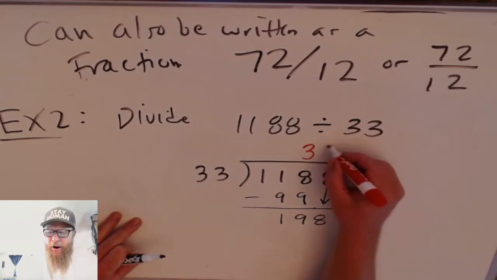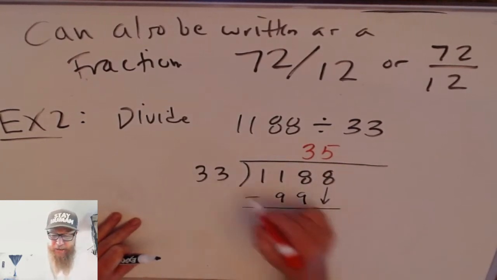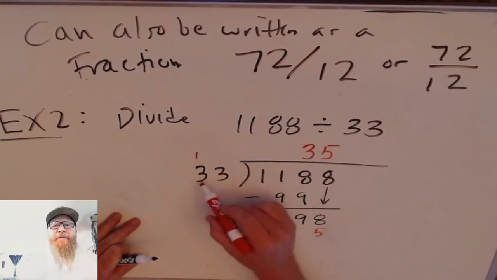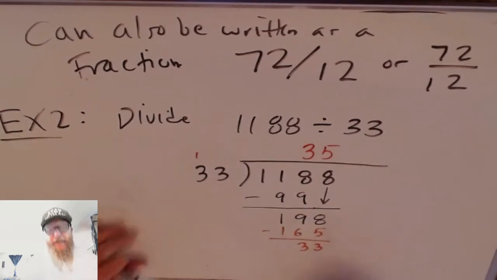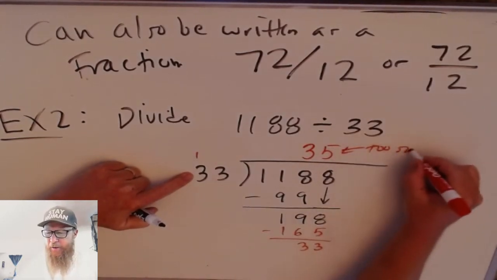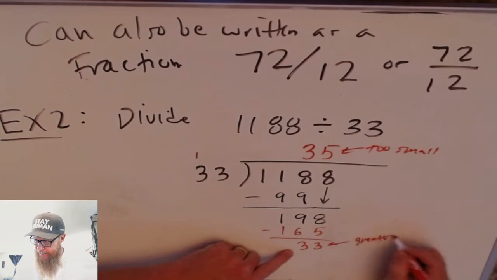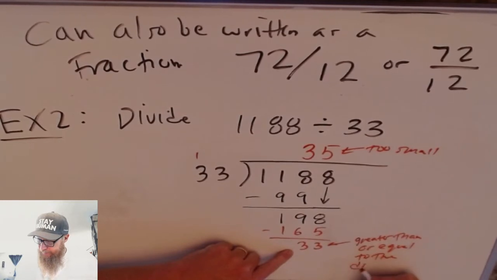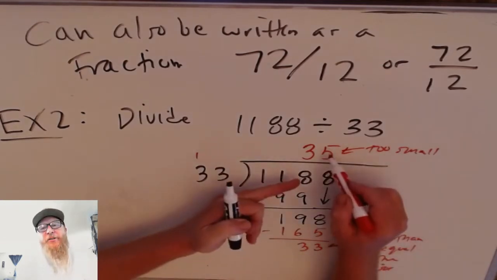Want to see what happens if you make a wrong guess? Suppose I guess 5. 5 times 3 is 15. Carry the 1. 5 times 3 is another 15, plus 1 is 16. Subtract. The remainder is 33. That means this guess was too small, because this number is greater than or equal to the divisor. So if the remainder is greater than or equal to the divisor, then your guess was too small.